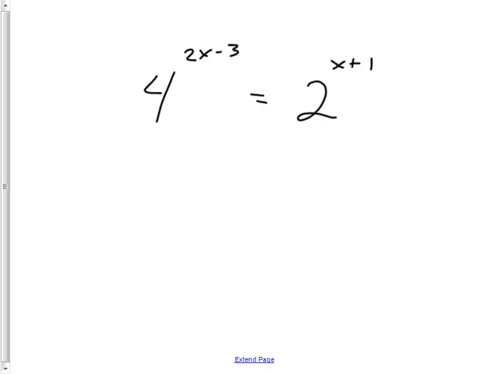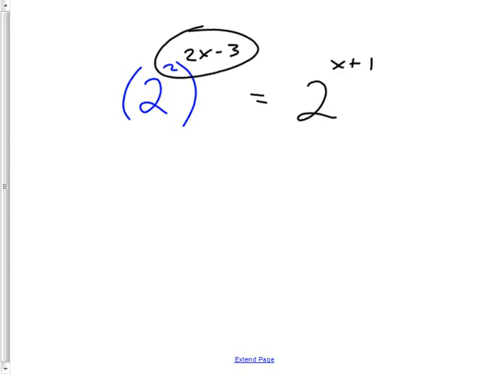That's a tricky one, but the same basic process applies. We need to have them both be base of 2. So I'm going to replace this 4 right here. I'm just going to erase it because I can. And I can put a 2 squared. Now the base is the same, right? So your final answer ends up being a little equation. And you just have to solve the little equation and you get it.